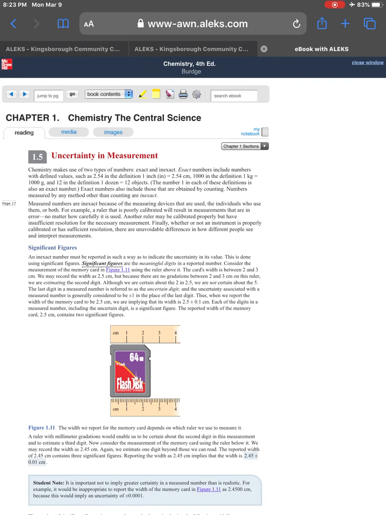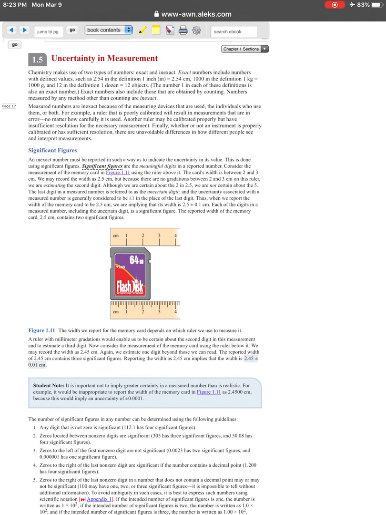Okay. Now, let's talk about how we discuss this issue of exact versus inexact. If we're dealing with an inexact measurement, like my weight or the speed of an airplane, we report what are called significant figures. A significant figure, as it states here, is reported to be a meaningful digit in a reported number. So a digit, a number that has some meaning to it.